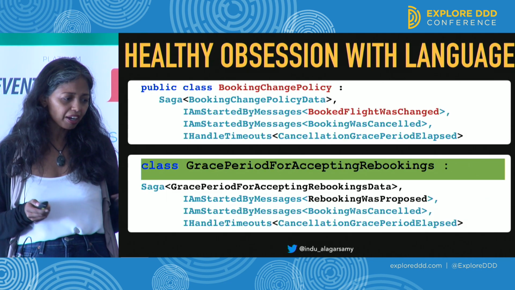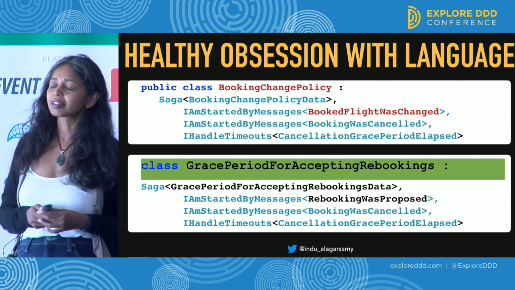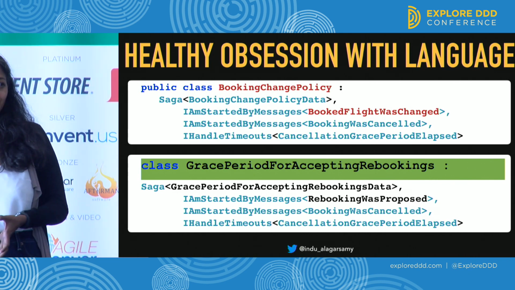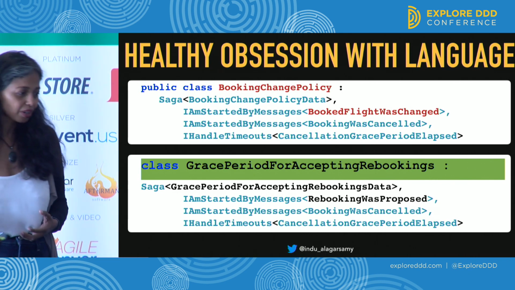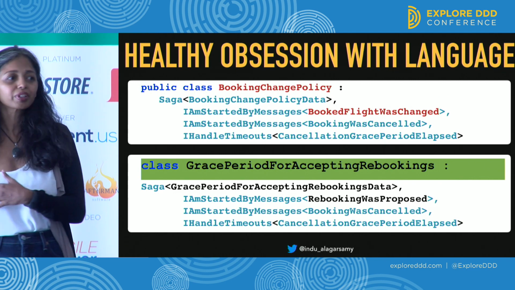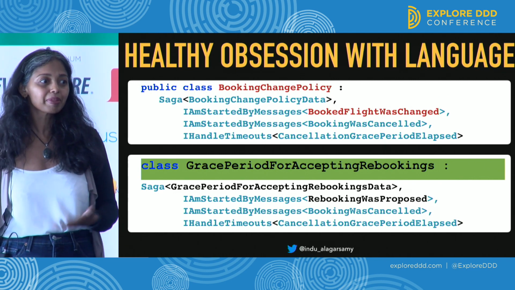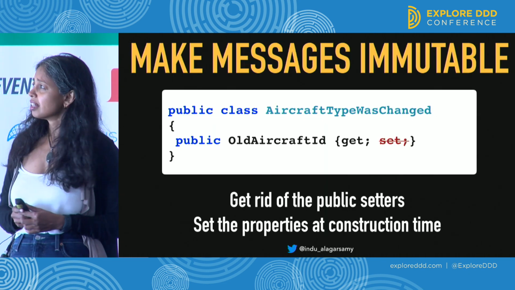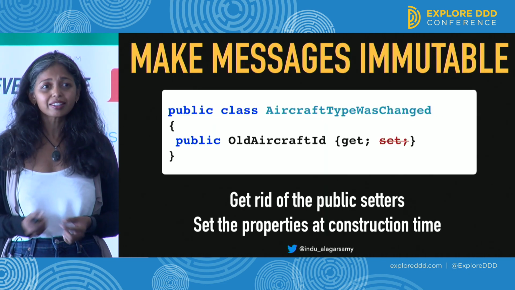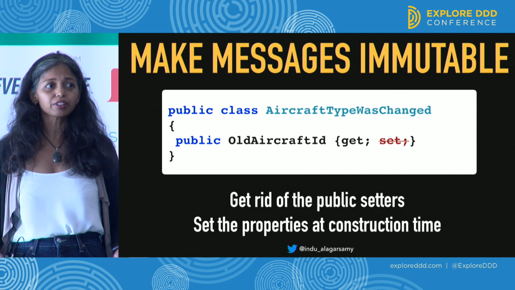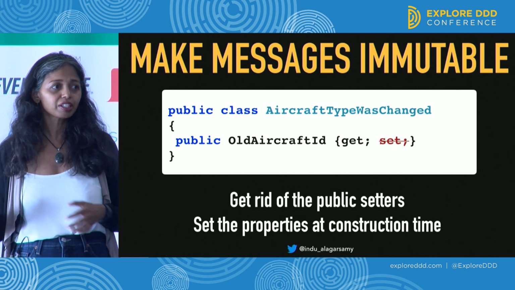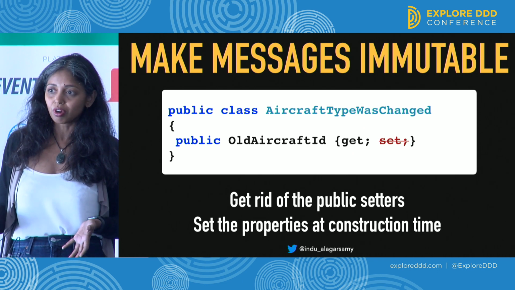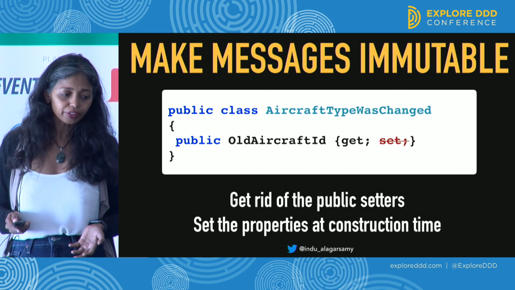Same thing, I used to call all my Sagas policies, but instead, what is it actually trying to do? Is it a grace period for accepting rebookings? That is a much nicer name than booking policy. And then the other thing is make messages immutable. Messages are immutable. Once you publish an event or you send a command, the receiving party or listener cannot change those. So make that very explicit in your code.